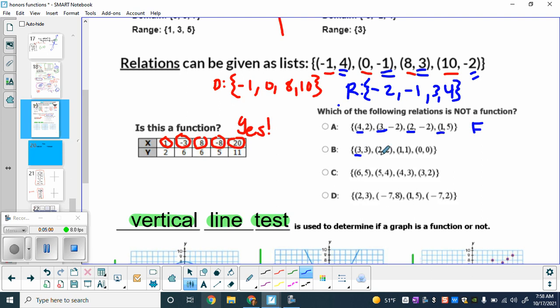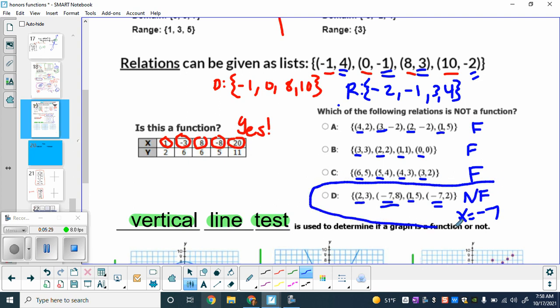Here I see an input of a 3, an input of 2, an input of 1, and an input of 0. Function. Here I see a 6, a 5, a 4, and a 3. Function. And with this one I see a 2, a -7, a 1, and a -7. Right there at x equals -7, this one is not a function. Okay, this one's not the function. So today you're going to be able to tell me if it's not a function, where it's not a function.